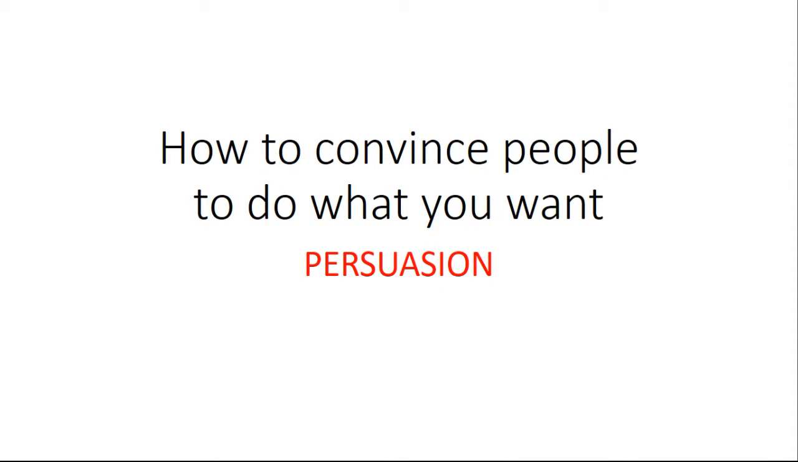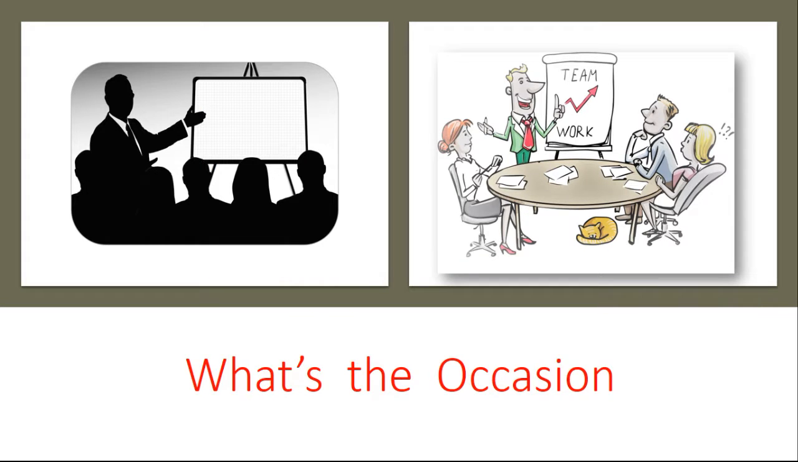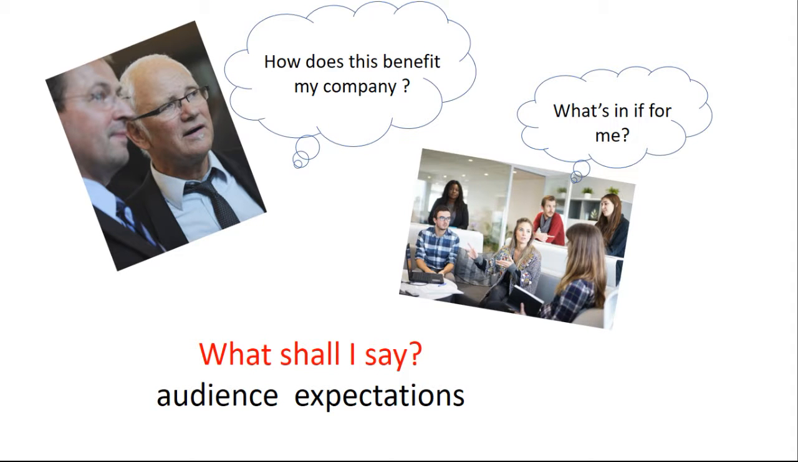Hello, and a warm welcome to how to convince people to do what you want. It's also called persuasion. First thing you need to do is to ask yourself, what's the occasion? You can interpret occasion as a situation or the circumstances. In other words, whom are you going to talk to? For instance, it could be a board of directors, it could be colleagues at work, it could be a customer in a department store.